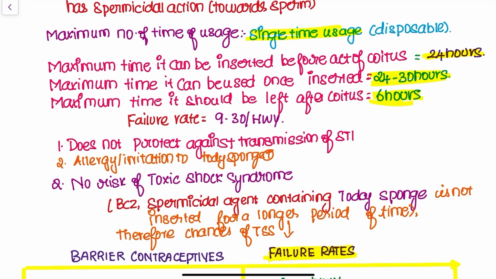So since it is not used for a longer period of time and not reused, there are decreased chances of infection. When there are decreased chances of streptococcal infections, streptococcal pyogenic toxins are not exposed, and therefore there is no cytokine storm and no risk of toxic shock syndrome in patients who are using today's sponge. It is because it is not used for a longer period of time unlike the diaphragm. But with respect to the diaphragm, there are chances of toxic shock syndrome due to streptococcal pyogenic toxin. Whereas in today's sponge, there is no risk of toxic shock syndrome.